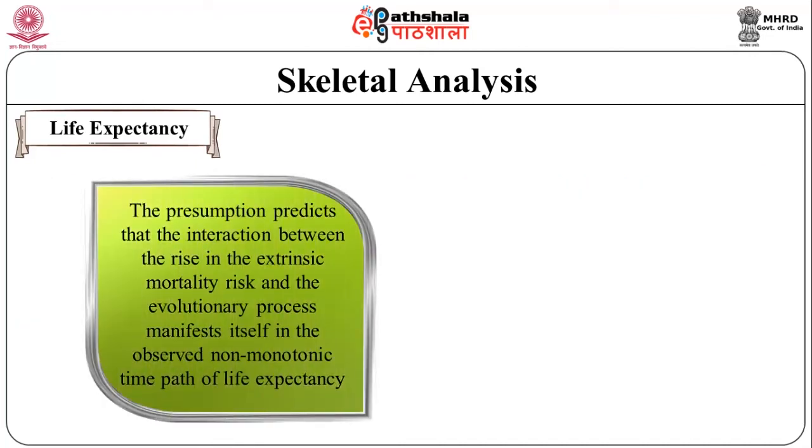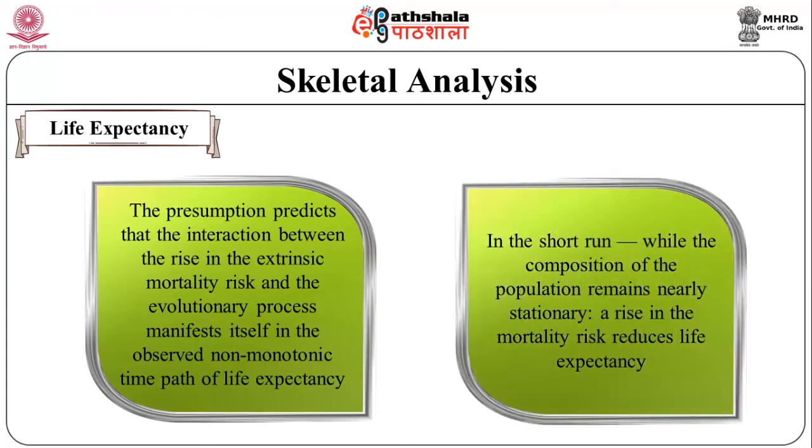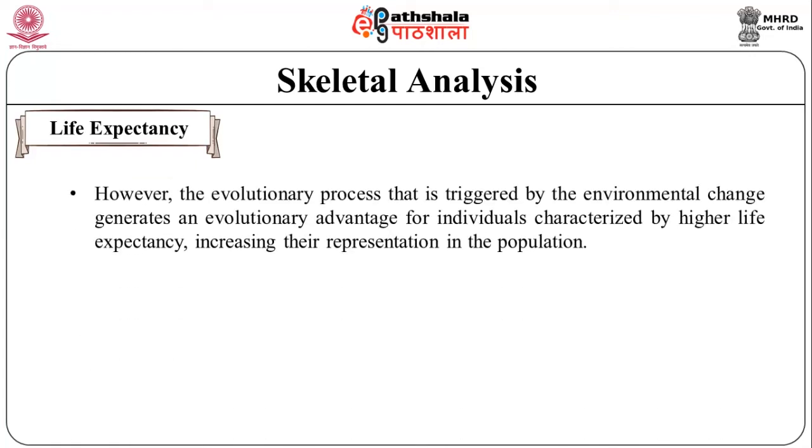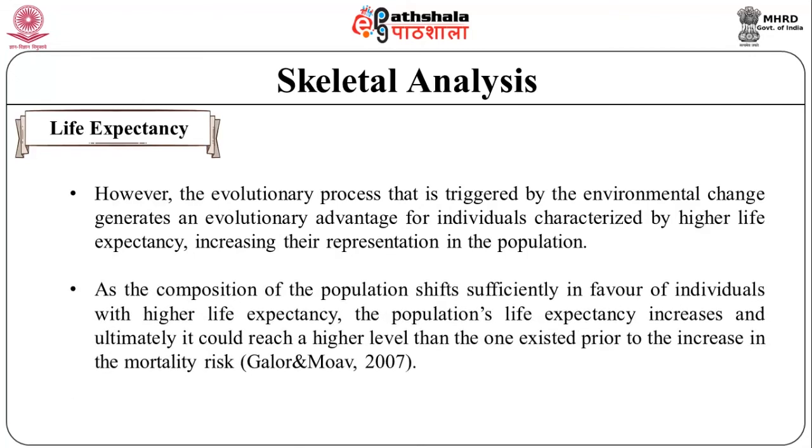The theory predicts that the interaction between the rise in the extrinsic mortality risk and the evolutionary process manifests itself in the observed non-monotonic time path of life expectancy. In the short run, while the composition of the population remains roughly stationary, a rise in the mortality risk reduces life expectancy. However, the evolutionary process triggered by the environmental change generates an evolutionary advantage for individuals characterized by higher life expectancy, increasing their representation in the population. As the composition of the population shifts sufficiently in favor of individuals with higher life expectancy, the population's life expectancy increases and ultimately could reach a higher level than the one that existed prior to the increase in the mortality risk.